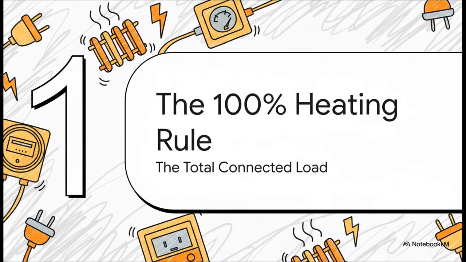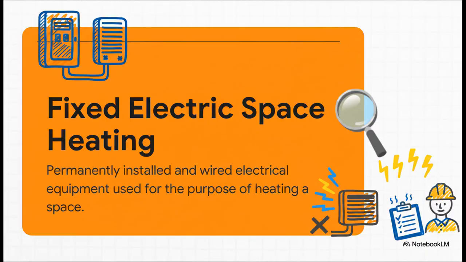Let's break it down. Okay, so this brings us to the big idea here, the 100% heating rule. What the code is telling us essentially is to plan for the absolute worst-case scenario. You have to assume every single heating unit could be cranked to the max all at the same time. It's all about building in a big safety margin and making sure the system can handle it. Now, just so we're all on the same page, what exactly are we talking about when we say fixed electric space heating? We're talking about equipment that's hardwired in, stuff that's permanently installed. Things like baseboard heaters, in-wall fan heaters, that kind of thing. We are definitely not talking about that little portable heater you plug in under your desk. That's a totally different animal.